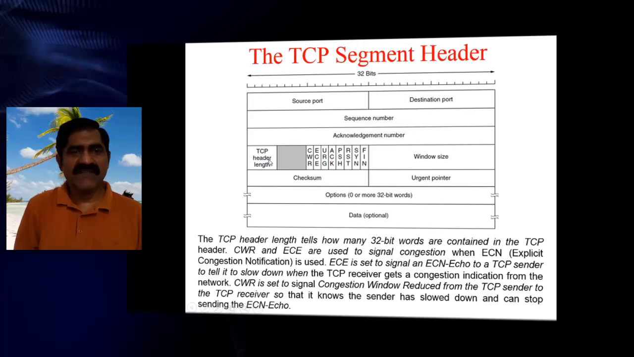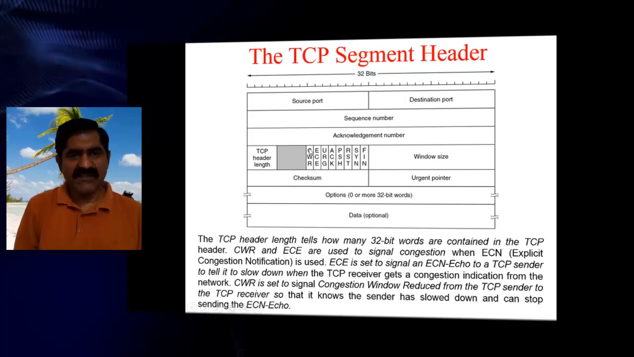That is the reason we are fixing the TCP header length as 4 bits, but the minimum value should be 5. So 5 into 4 gives you 20 bytes, the fixed header, and the remaining 40 bytes is the optional header, making a maximum of 60 bytes. This is the unused field. These are single-bit flags: 1, 2, 3, 4, 5, 6, 7, 8. 8 plus 4 is 12, and the remaining 4 bits are unused.